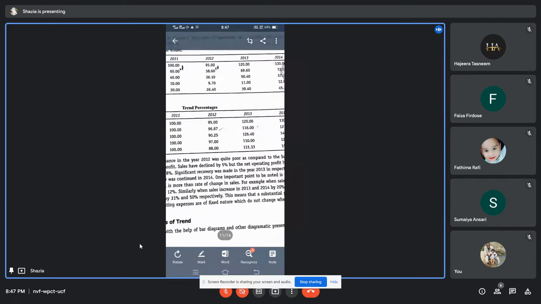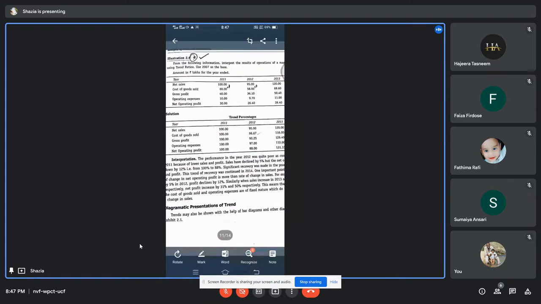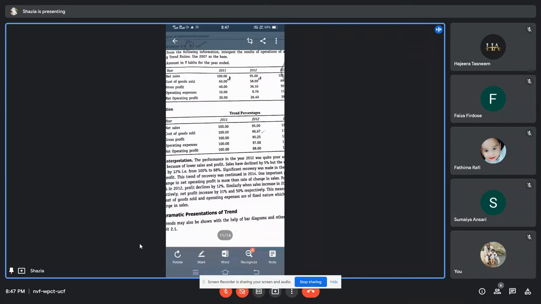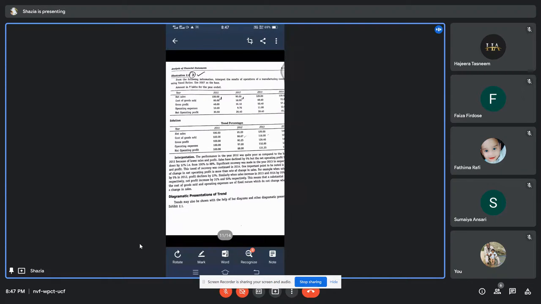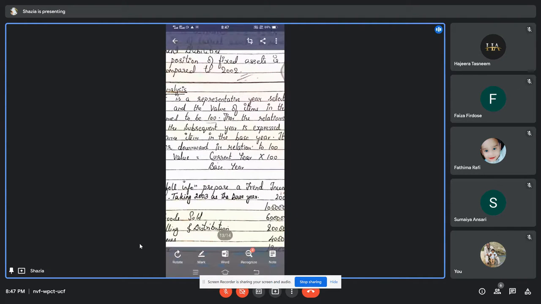The calculation is very, very simple here. Take up the 2012 amount. What is given there? 95. I gave you the formula also. What is the formula given here? The formula is current year divided by base year into 100. Now, what is the current year?